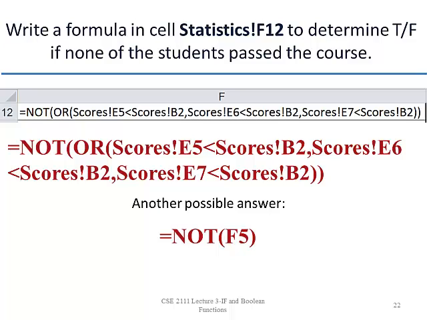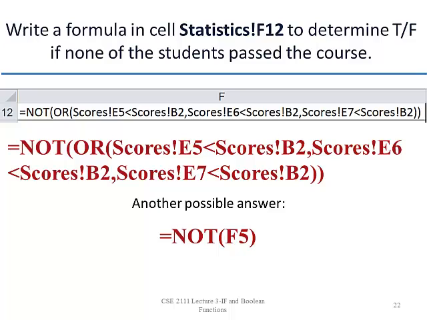If you're using true and false, you can use a range, if you have true and false in your cells already that you are evaluating. But if you're using any other value, you have to separate them one by one. So we do equals not or, scores E5 is less than scores B2, etc. If there's at least one true in that scenario, then it will evaluate to true, and not true is false. That's how you check to see if none of the students pass the course.